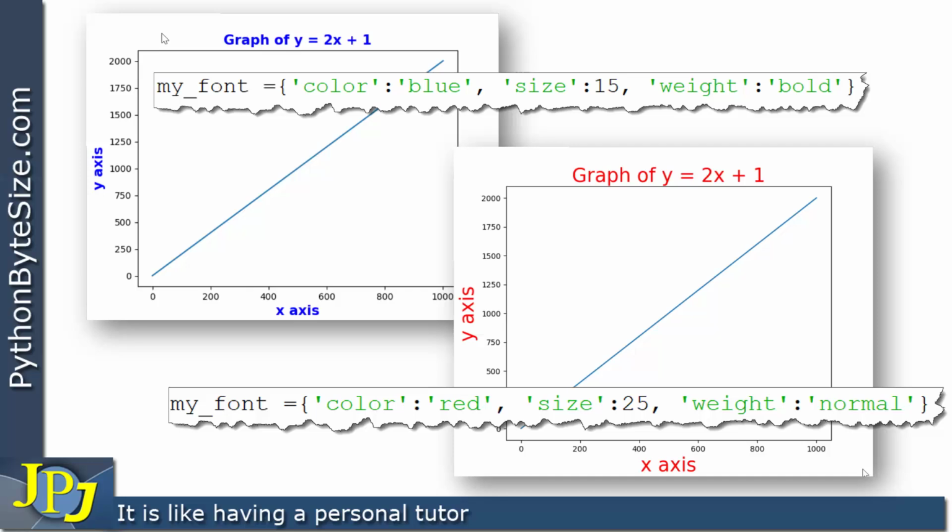Now, the advantage of using a dictionary is it will set a consistent style for your plots. And of course, if you decided you want to change the style for whatever reason, such as in this example, we changed the color to red from blue, you only have to change it in the dictionary, and the change will be reflected throughout the program whenever you use that dictionary.